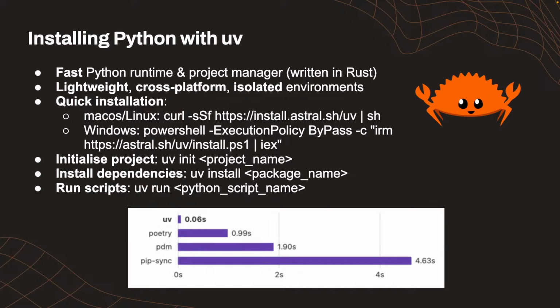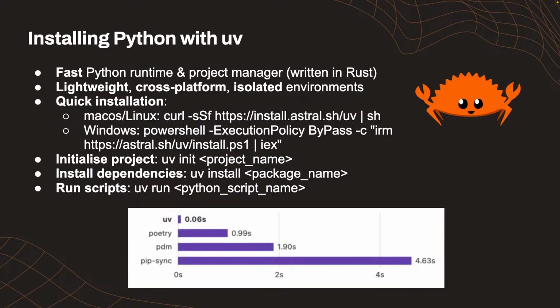So the best recommended way is to use a project called UV, which is basically a fast Python runtime and project manager written in Rust. If you don't know what Rust is, it's basically a really fast language that's type safe and memory safe. So UV is lightweight, cross-platform, and has isolated environments. There are also some other alternatives like Poetry, but you can see in that graph it's not as fast as UV.